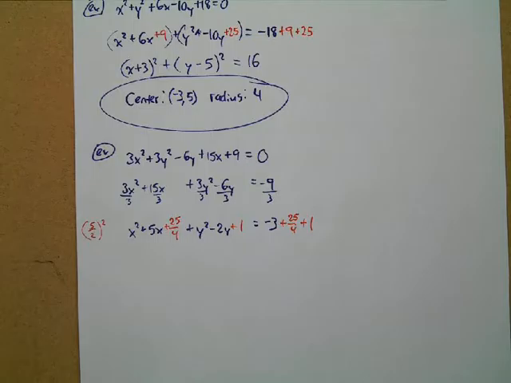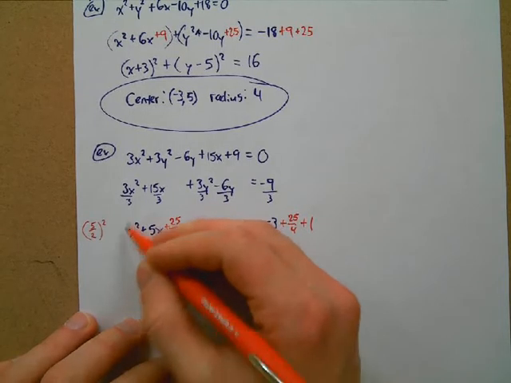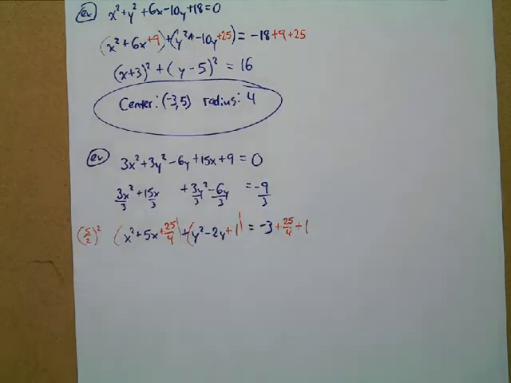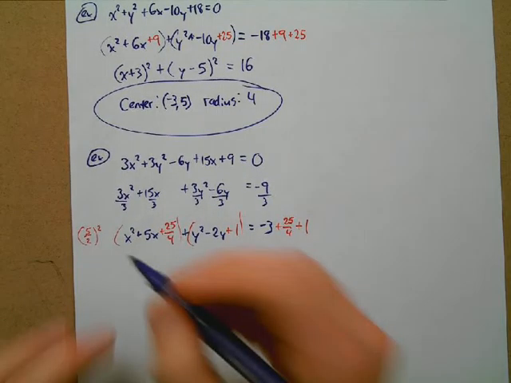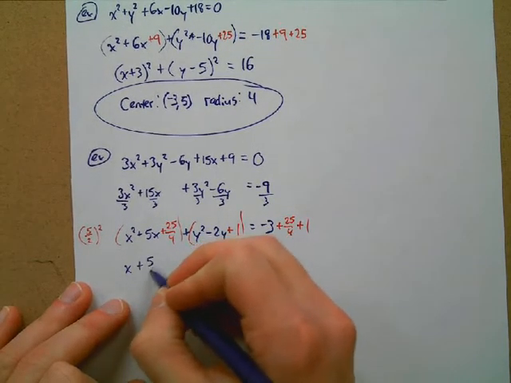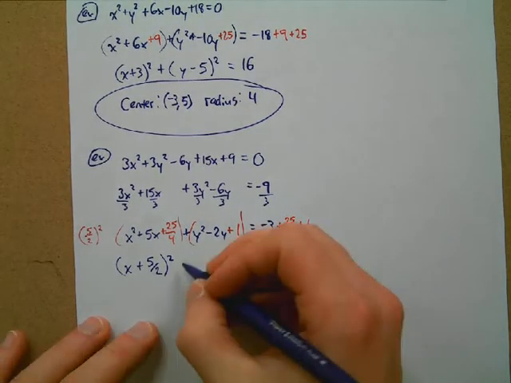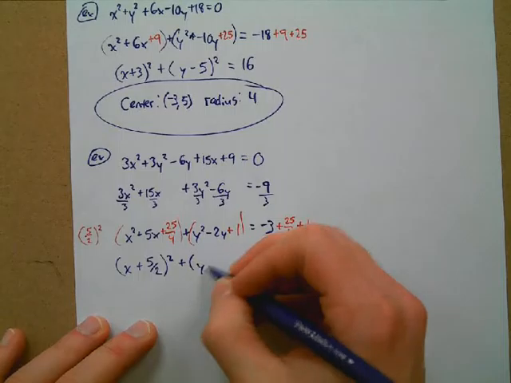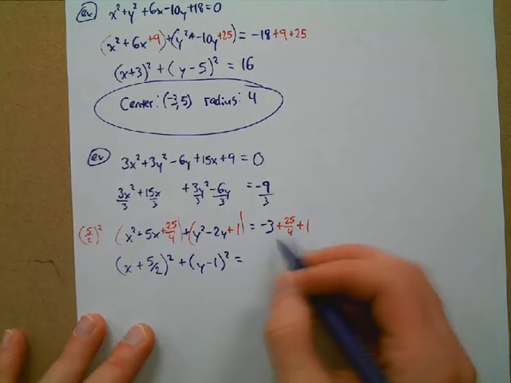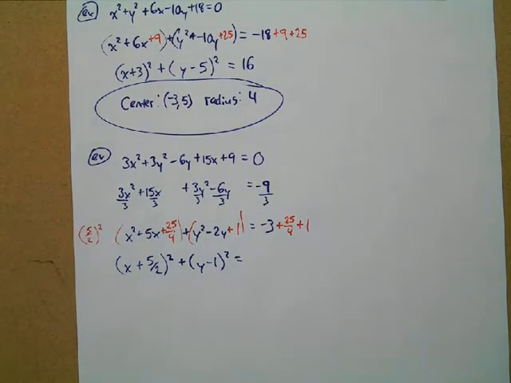So this will be x plus 5 halves squared plus, and then this factors to y minus 1 quantity squared. Ooh, and we got to combine these things over here. So let's see. To add fractions, we need to get a common denominator, right? They got to be like terms, right? Right now we have negative 3 ones, and 25 fourths, and then 1 one. So it looks like we need fourths as our common denominator here. So negative 3 is negative 12 fourths, 25 fourths, and then 4 fourths.